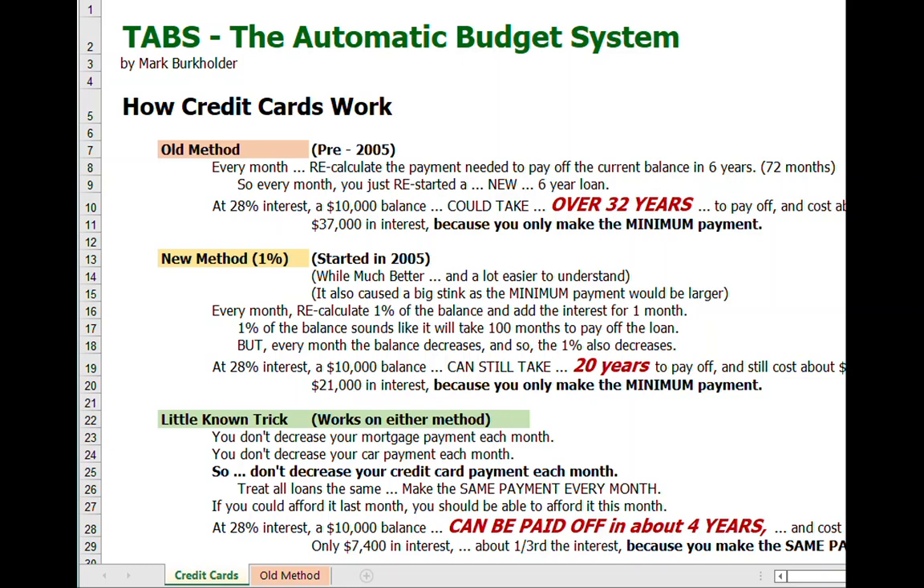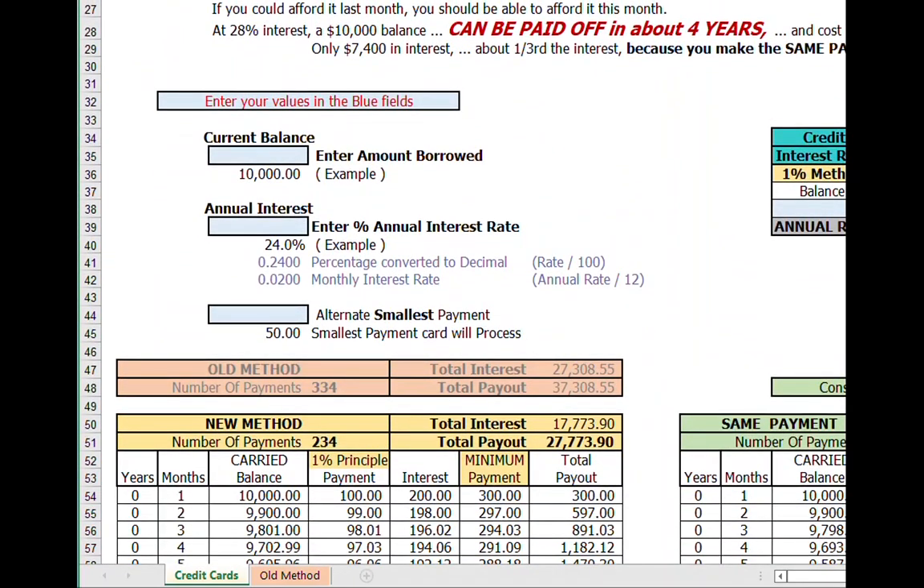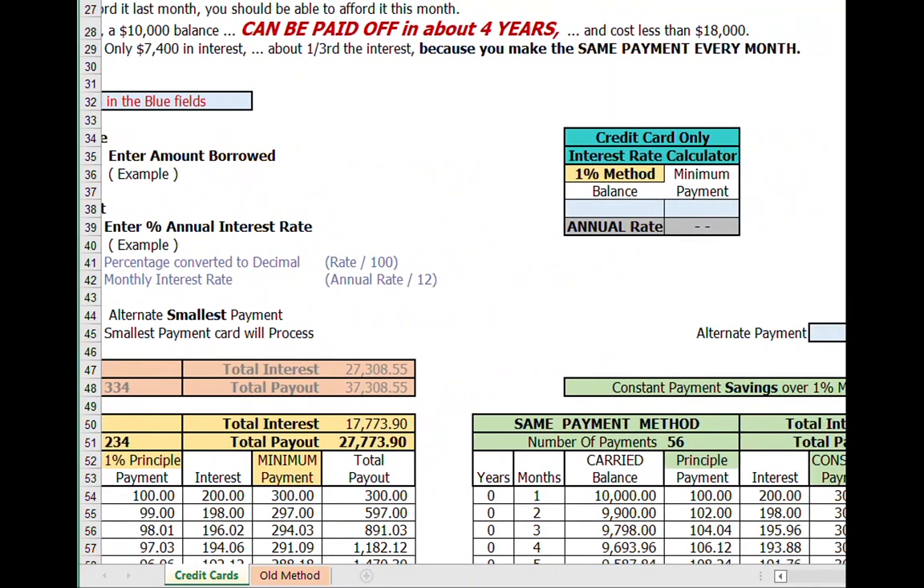To find your interest rate, take your interest for 1 month and divide by your balance. That will be your monthly interest rate. Now multiply your monthly interest rate by 12 to find your annual interest rate. Don't be surprised to find it as high as 36%. The spreadsheet has a built-in calculator on it.